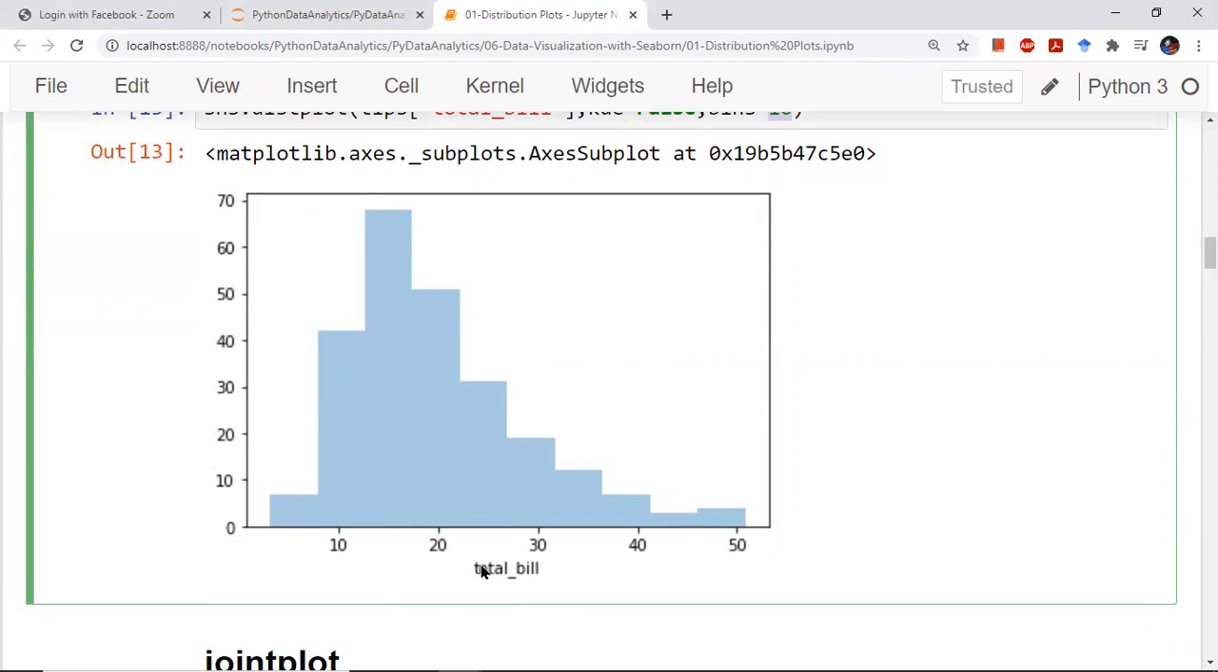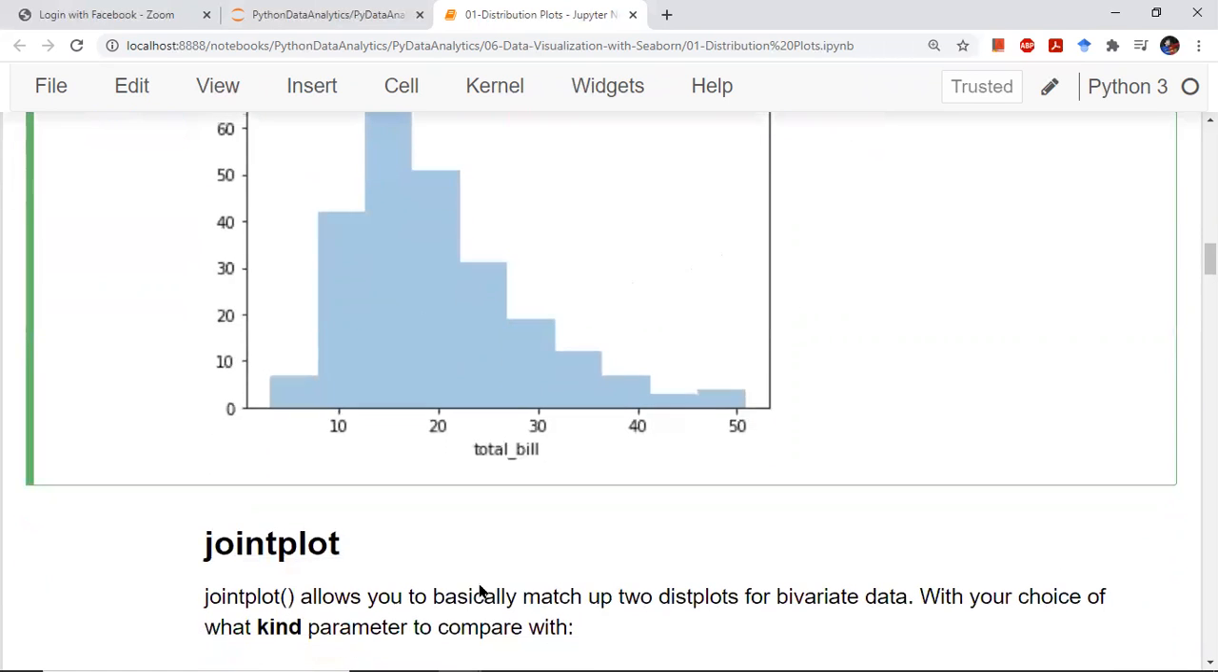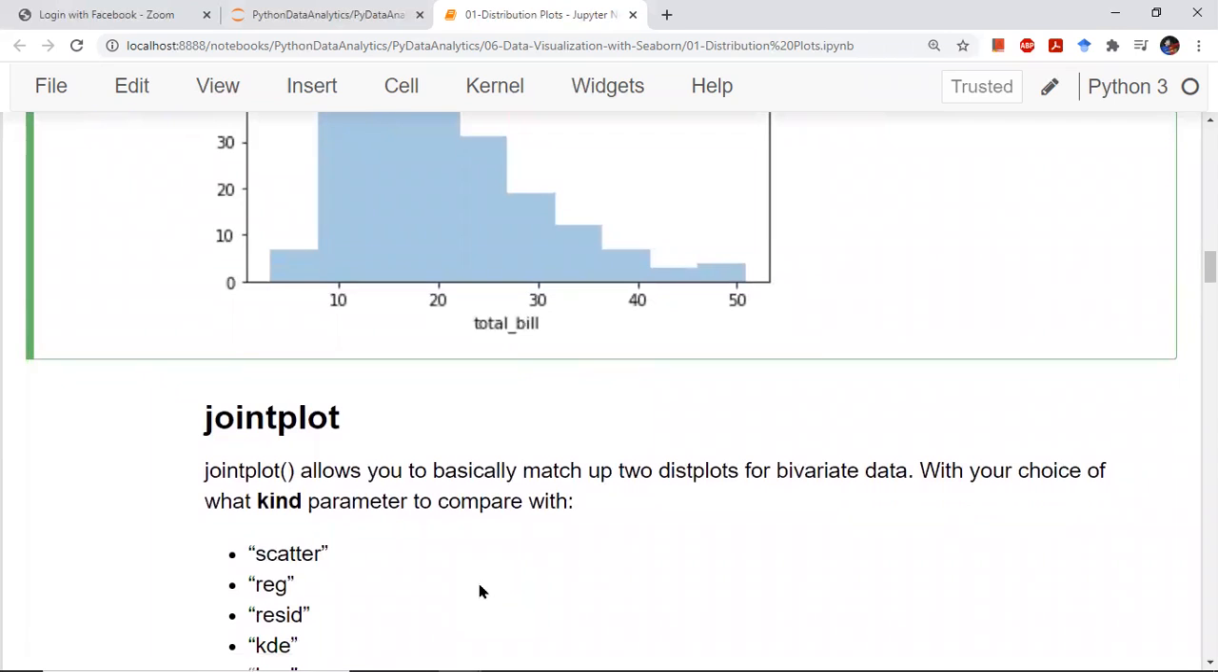For total bill, the height shows that around 68 or 69 times the bill has been between 10 to 20, right? So the y-axis is just the frequency of the same variable. This graph is showing information about only one variable, total bill. But suppose I want to look at how two variables are distributed with respect to each other.